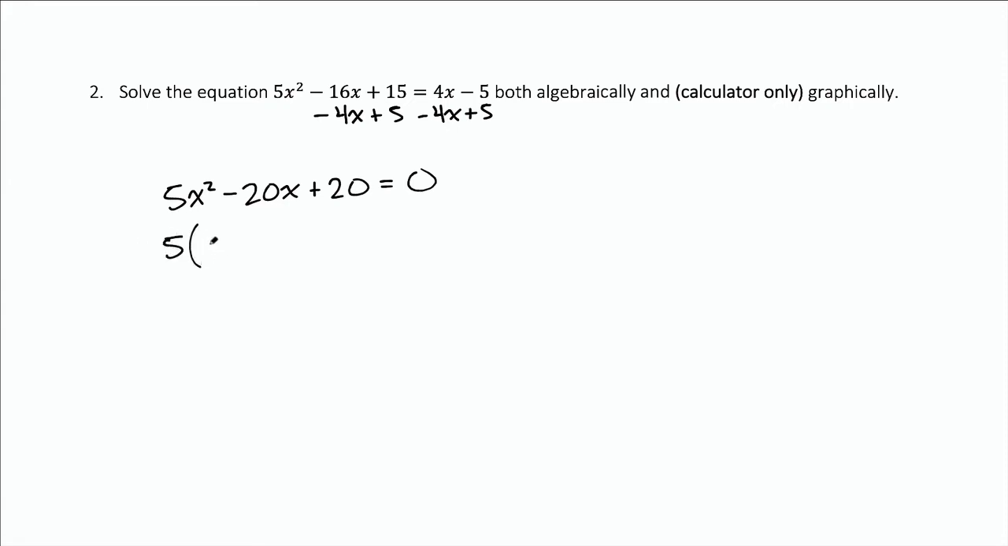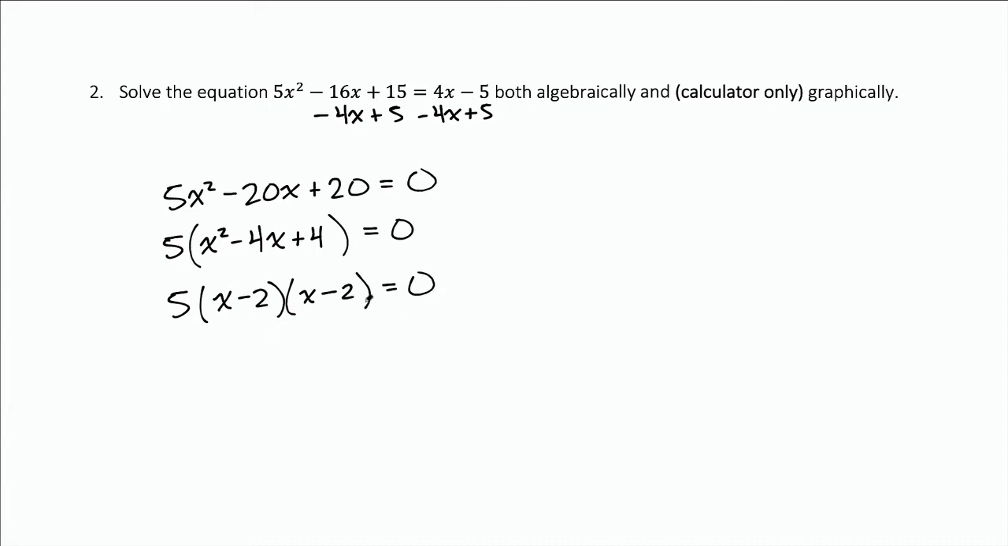We have a common factor of 5. We have 5 times x squared minus 4x plus 4 equals 0. Now this quadratic is pretty easy to factor. That is just x minus 2 times x minus 2.